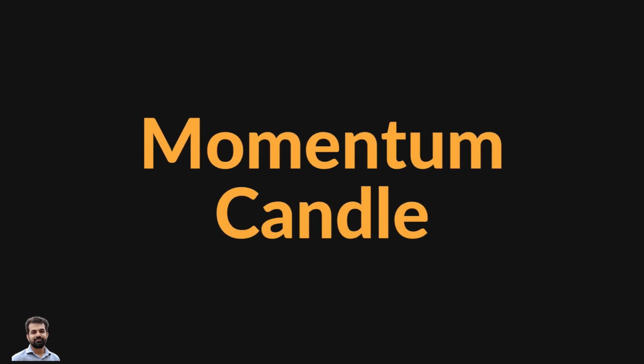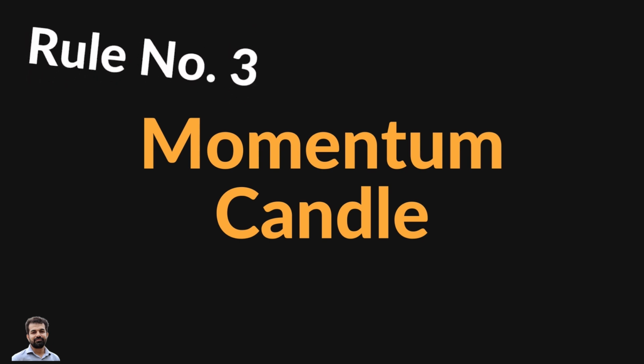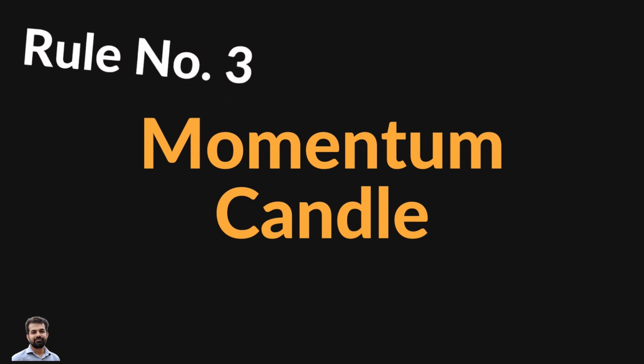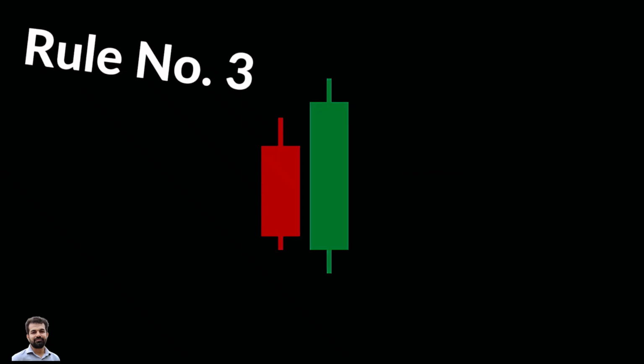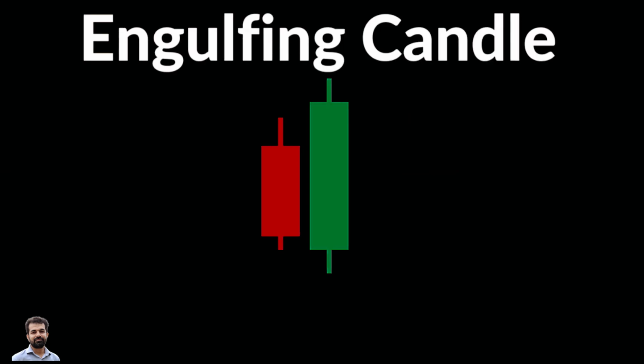Now let's talk about rule number 3, focusing on momentum candles. These candles show the strength and velocity of the price movements, often signaling the start of a trend. Specifically, we are interested in what's called an engulfing candle. An engulfing candle simply means a candle that completely covers the previous one. For instance, if a bullish candle's body engulfs the previous bearish one and it closes above the previous candle's open, that's an engulfing candle, indicating a potential trend start.